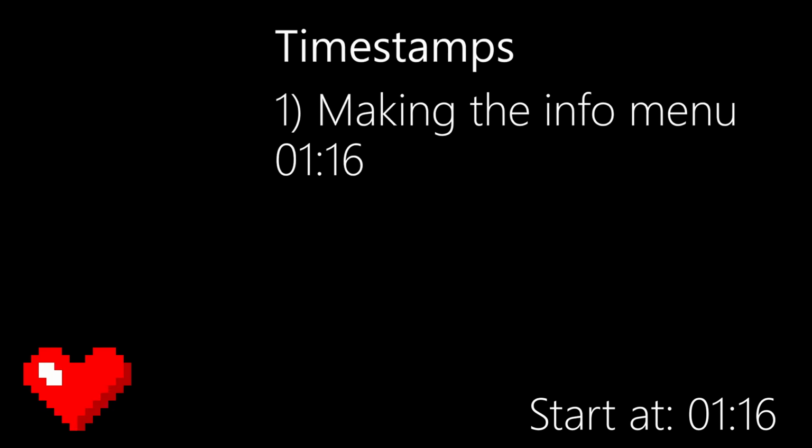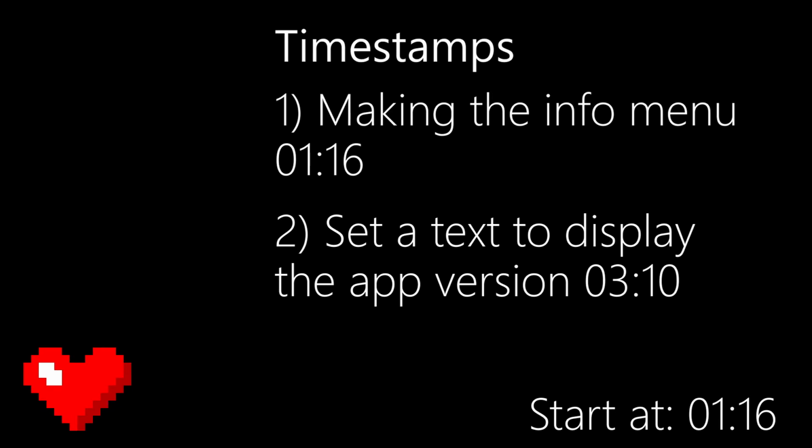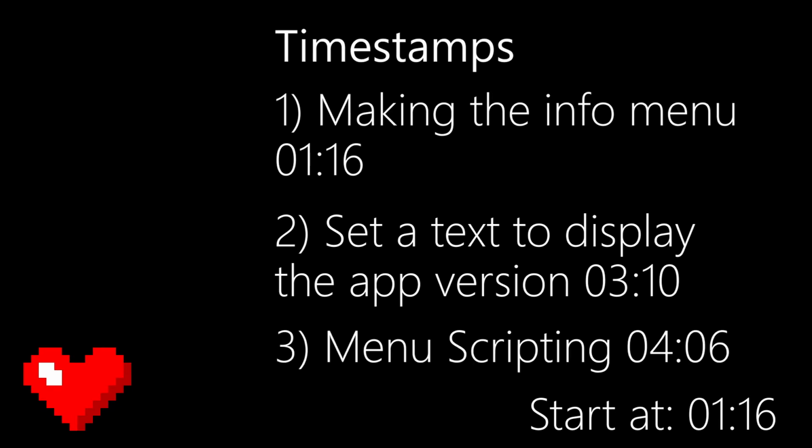We start by reorganizing a bit of the UI and making the info menu. Then we see how to change the text to make it so that it displays the current version of our game. Then we make the logic behind it, so we'll make a very simple script to switch from one menu to another. And finally, we'll make the options menu, in which we'll put the switch language button and the toggle audio button.